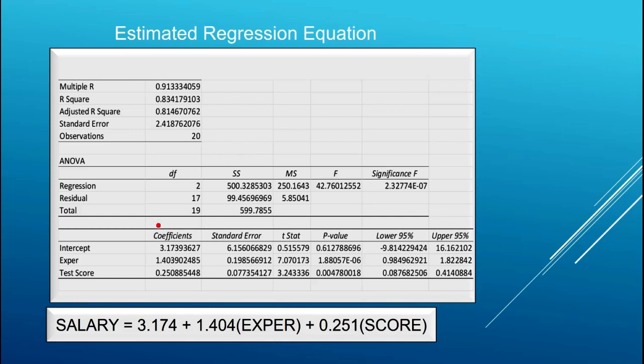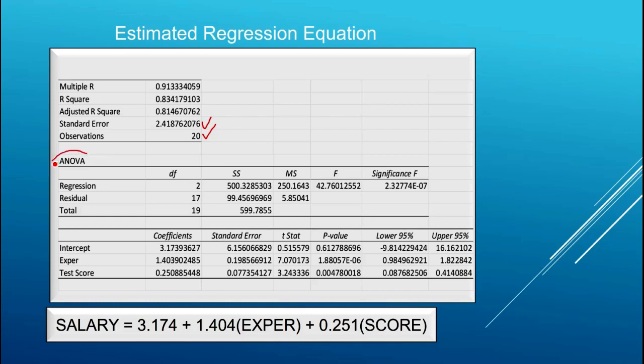So there are a number of things in this table that you're already familiar with. Lowercase n is the number of observations, and that's clearly equal to 20. The standard error of the estimate, which is the square root of the mean square error, is 2.418.